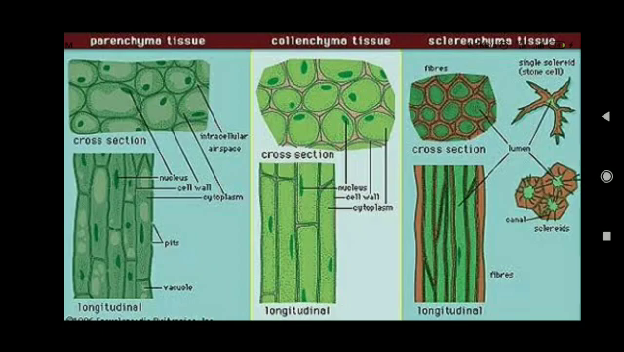The third tissue is sclerenchyma tissue. Sclerenchyma tissue is hard and the cells are dead. There is no intercellular space in between these cells of the sclerenchyma tissue. This tissue is present in the vascular bundle, in the nutshells, in the covering of a seeds, and in the husk of a coconut. So these are the simple permanent tissue.